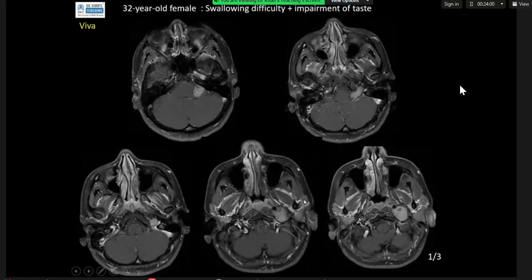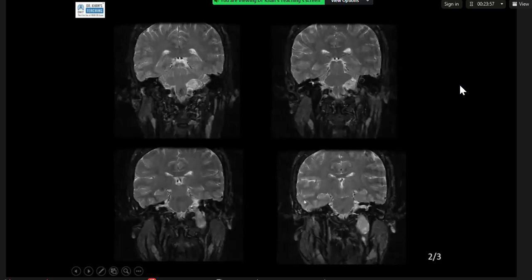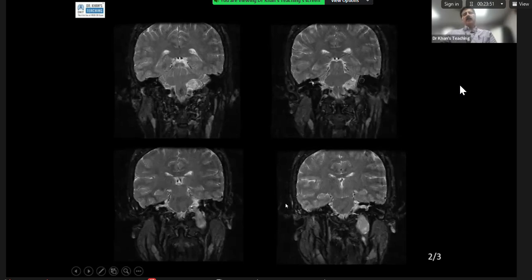So I would probably say, because it's expansile and not destructive or osteolytic, I would say schwannoma would be my top differential. Okay, excellent. Please remember, I have not given you all sequences, but you have tackled it very well, and it was a schwannoma.